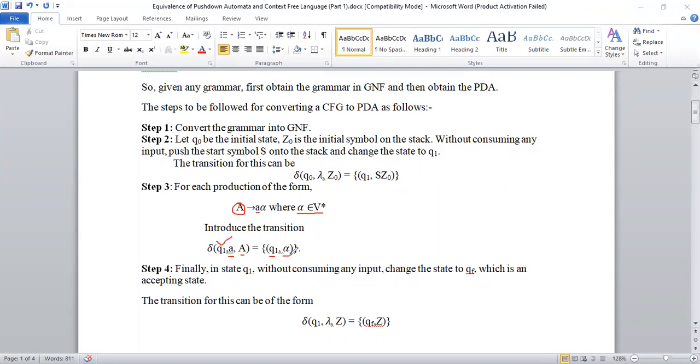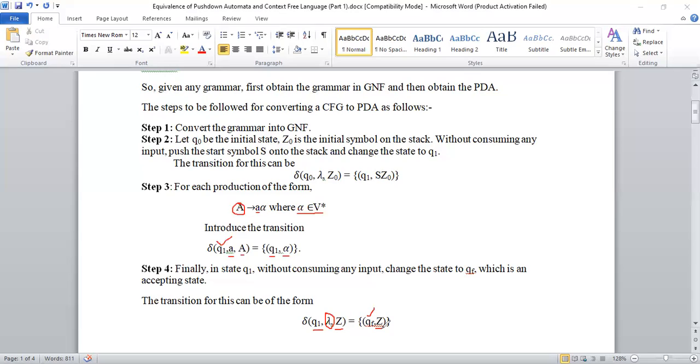And finally, we are now in the Q1 state. Without consuming any input, the transition function from Q1 with Z0 on the stack, we change the state to QF, that is the final state, and Z0 is written onto the stack.